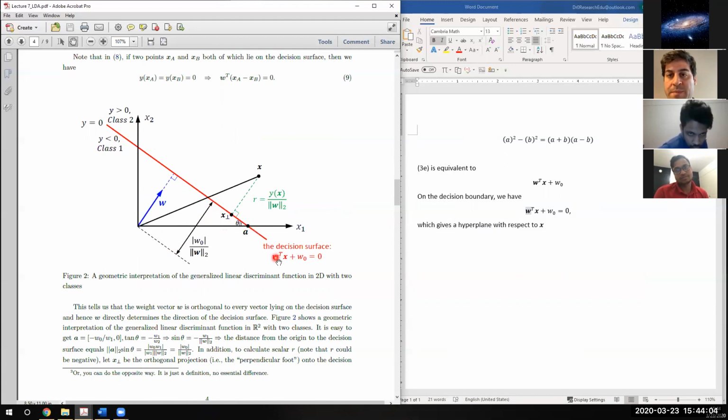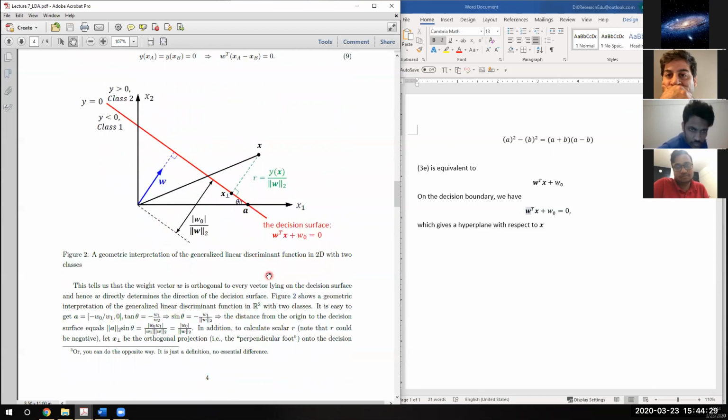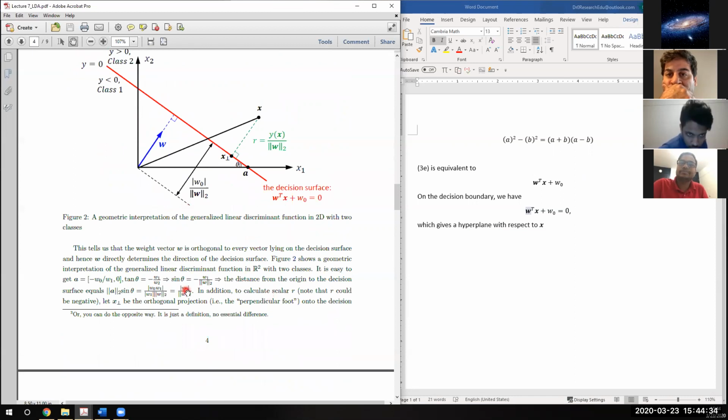Okay, and this is something you can just do with some simple operations. For example, here's 2D. I can easily calculate A here. This is the A coordinate. And then I can calculate the tangent of theta, and hence I can calculate the sine of theta. So this distance equals this distance, and this is nothing but sine theta times this length. And by some simple calculations, you're going to have this distance equal to the absolute value of W0 over the norm of W.